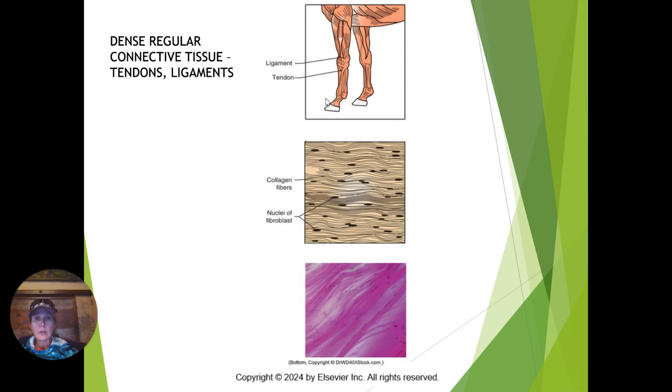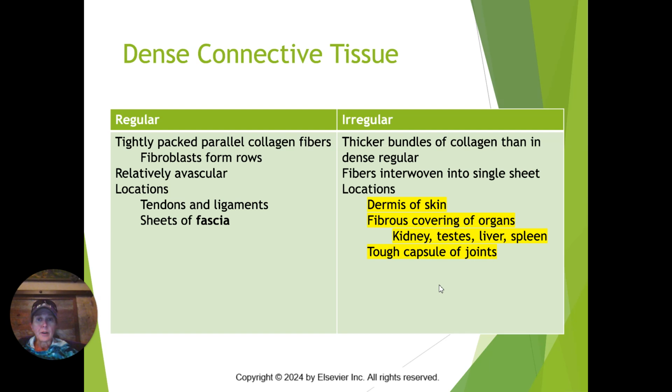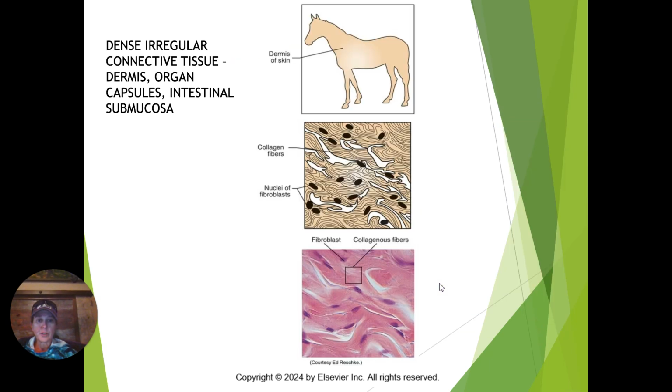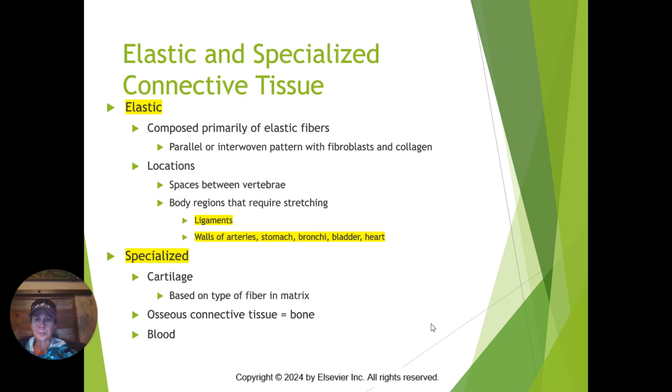So dense regular connective tissue, highlighted by ligaments and tendons, looks a lot more like this with our parallel collagen fibers, and we see our little fibroblast nuclei in there. And our dense irregular connective tissue is mostly skin and organ capsules. So again, you see they're not those nice parallel sheets that we saw in that dense regular tissue. This dense irregular tissue is more irregular in appearance when we look at it underneath the microscope.